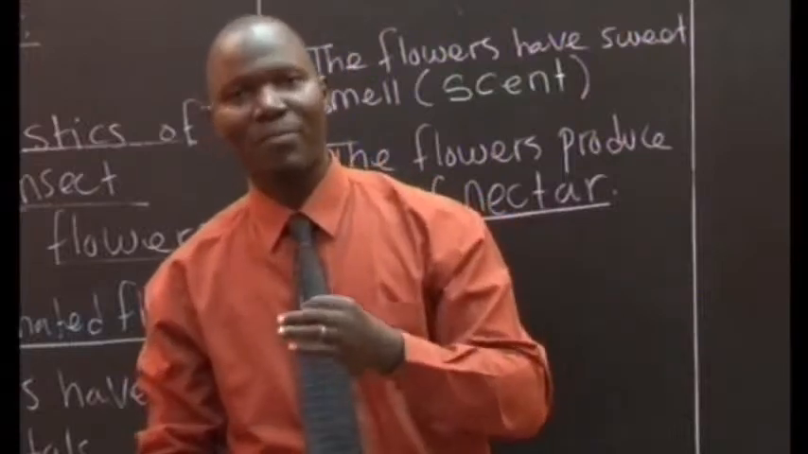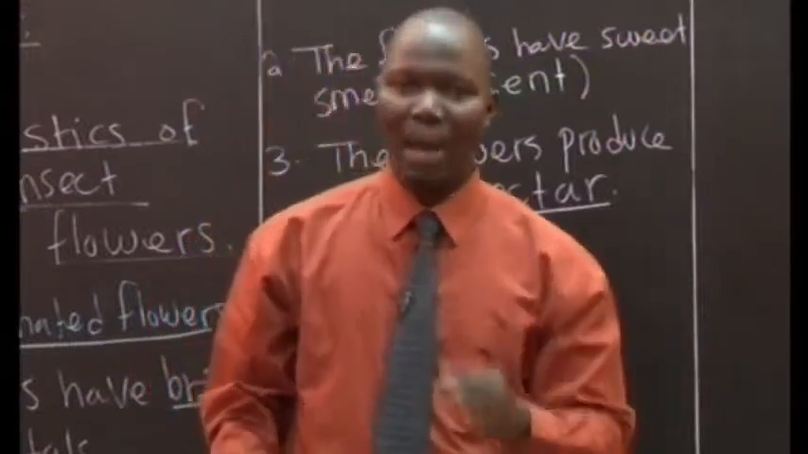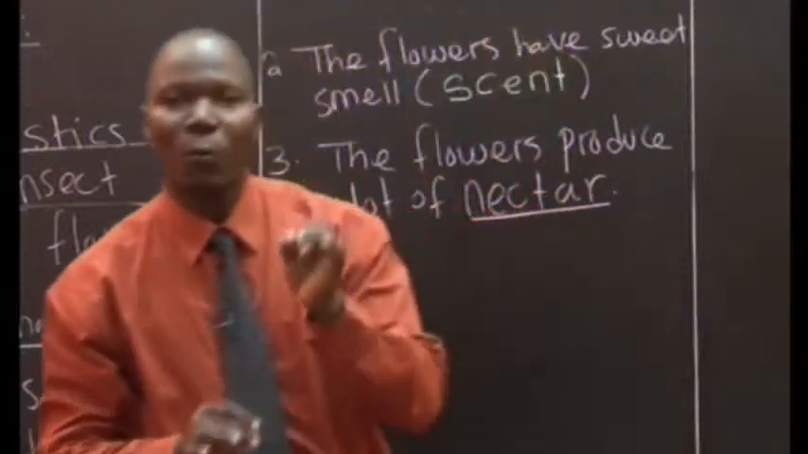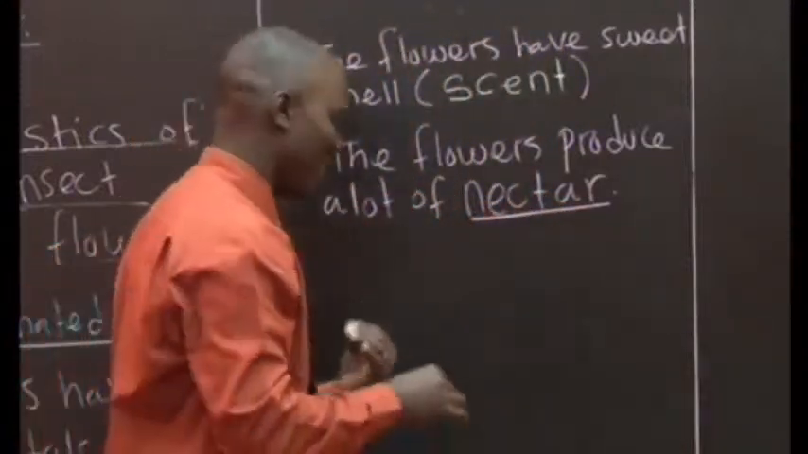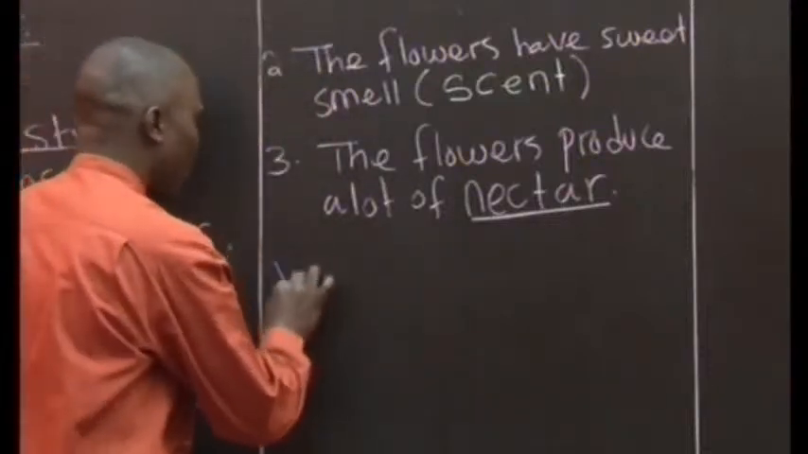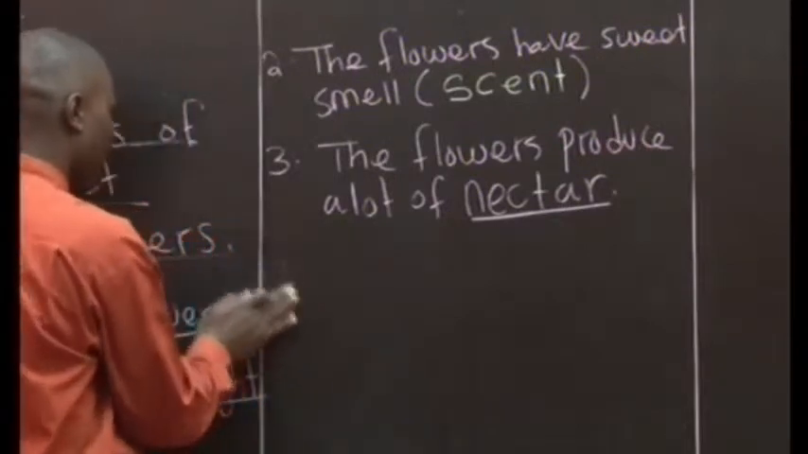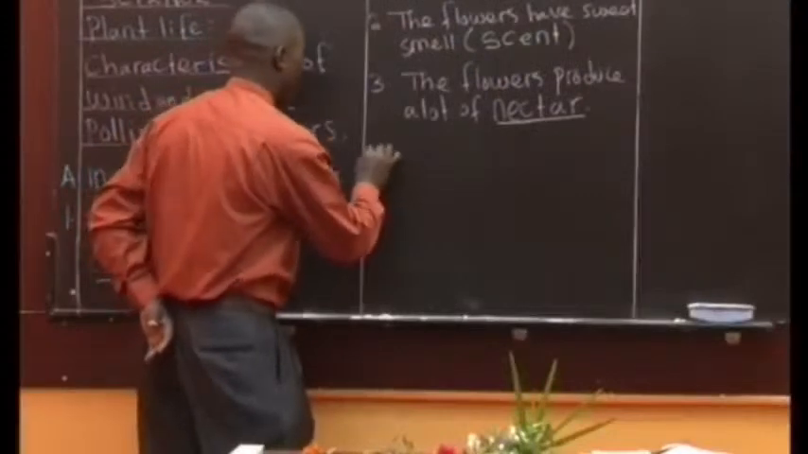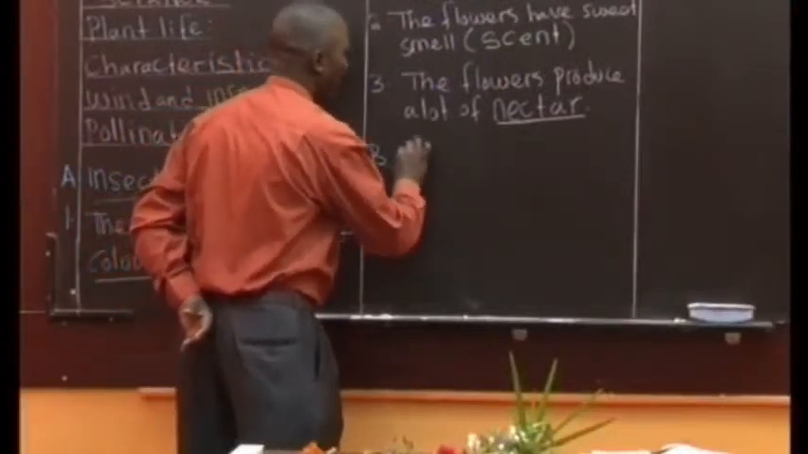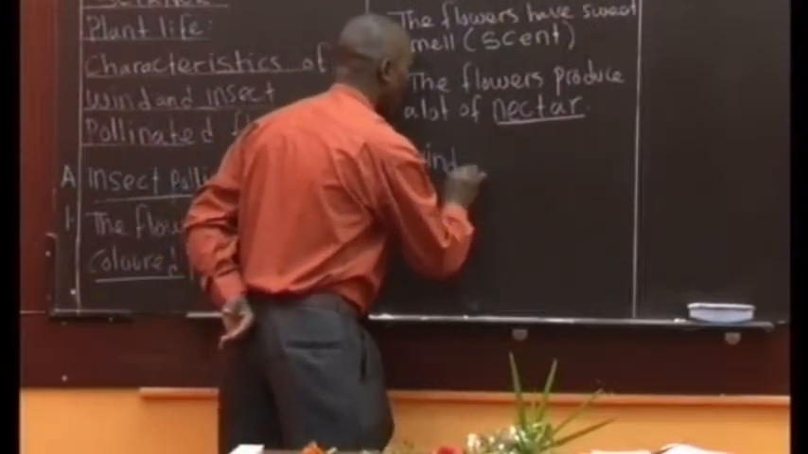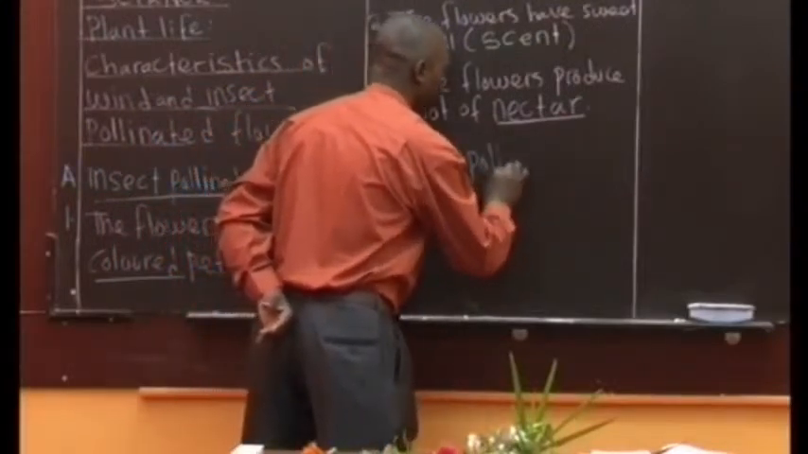We cross over to our friends that are pollinated by wind, and we call them wind-pollinated flowers. So our second group is that we call the wind. This is going to be group number 2, or group number B, that we are calling the wind. Wind-pollinated flowers.